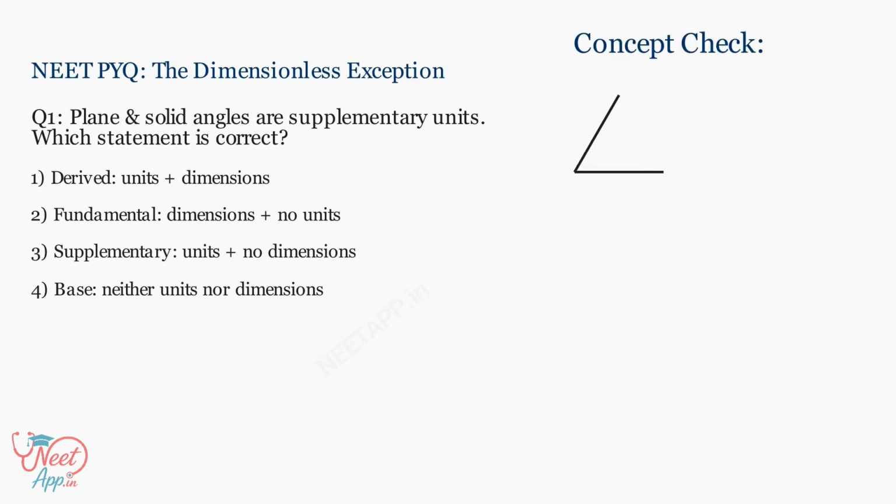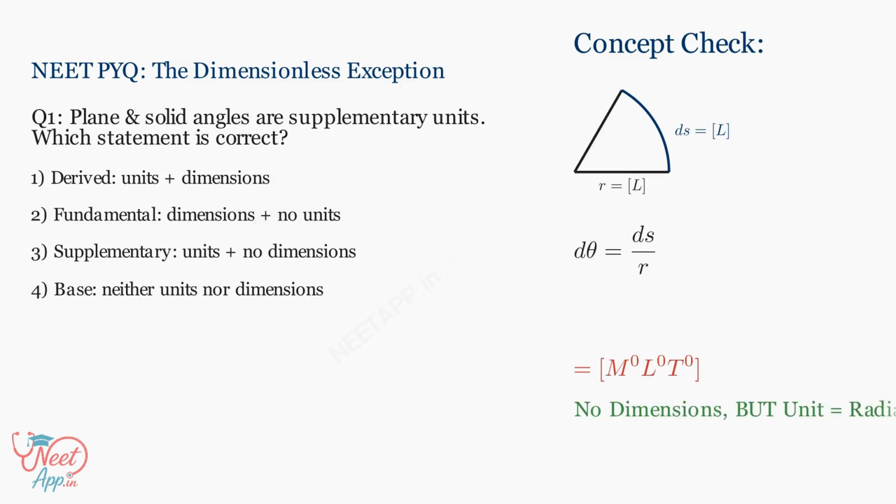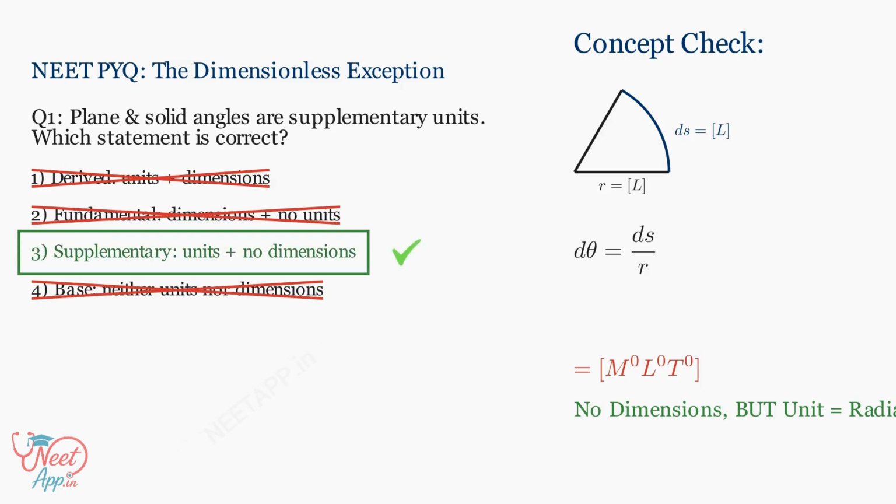A plane angle theta is defined as the arc length divided by the radius. Dimensionally, arc length is just length L and radius is also length L. When you divide length by length, they completely cancel out. This leaves us with M0 L0 T0. It is perfectly dimensionless. However, we don't just say the angle is 2, we say 2 radians. It is the one rare exception in physics that possesses a defined SI unit but absolutely no dimensions. Therefore, they are supplementary quantities having units but no dimensions.